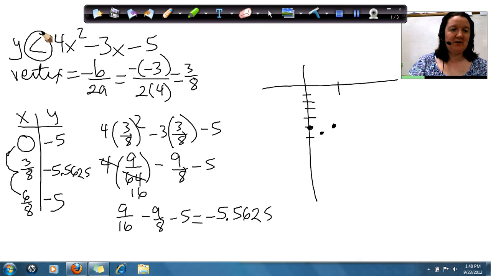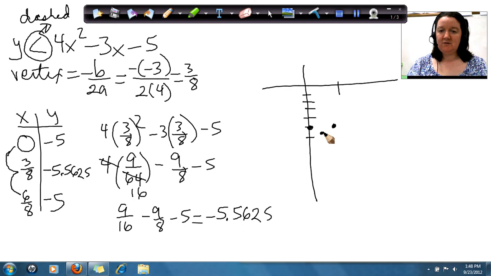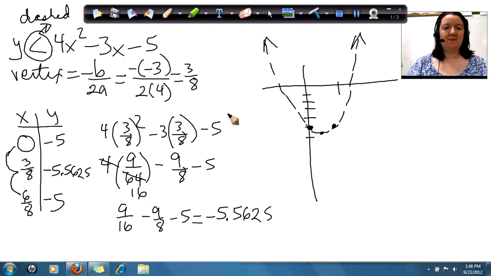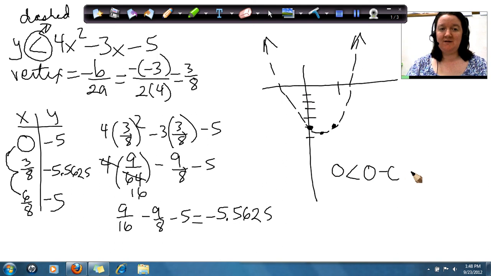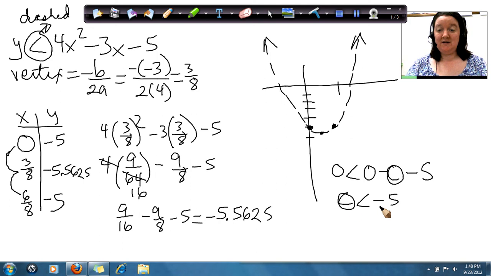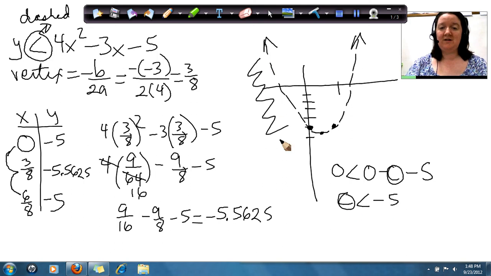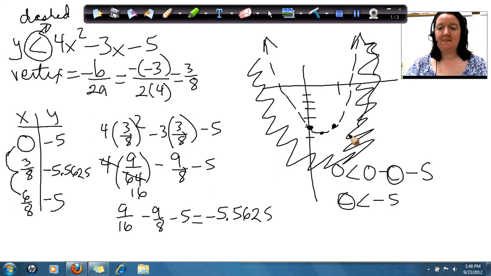Now, because this doesn't have an equal part, we're going to be dashed. So let's do a dashed line up here. It's going to go on forever. Now let's figure out if we shade inside or whether we shade outside. I'm going to pick the point 0, 0 just because that would make my life the simplest. Is 0 less than 0 minus 0 minus 5? Well, 0 less than -5 is not true, so that means that we're going to shade outside of our graph.